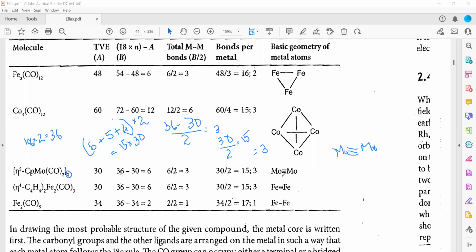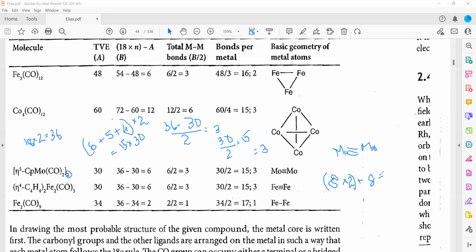So for iron, it should be 8 into 2, plus there is a ligand, it is written eta 4 C4H4. So eta 4 is already given, and C4H4 is basically how much? It's a neutral atom, right? It is CnHn, so it is neutral. So eta 4, which is L2 type, is giving a total of 4 electrons, and there are 2 such things. So 4 plus 4, that is 8.